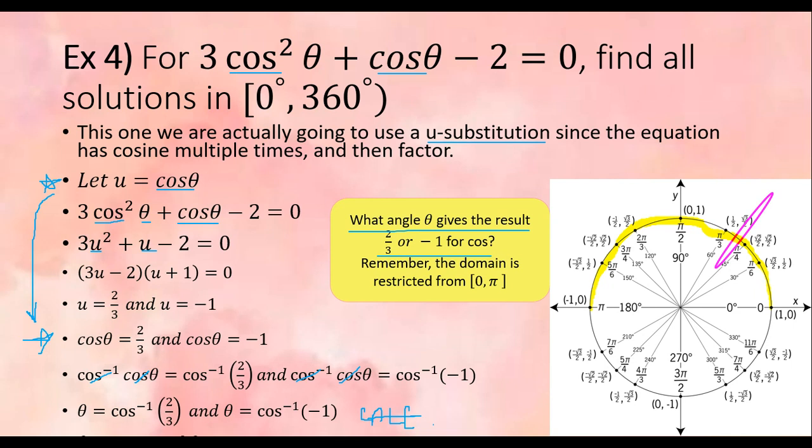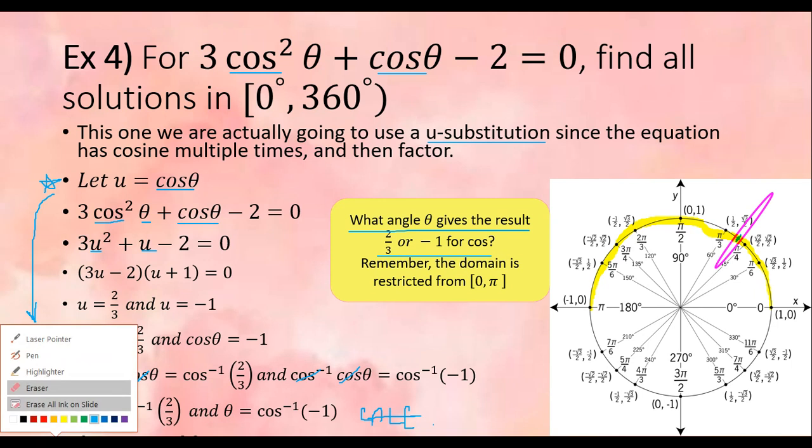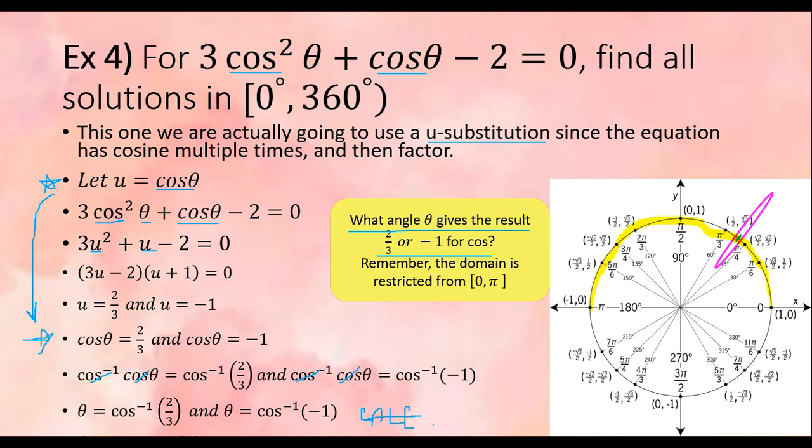But 48.2 degrees is a little bit past 45. So that's going to be somewhere right around here. Just kind of drew that guy. And that is within my domain. That is going to be one of my reference angles that I'm going to use because, although I have a restricted domain, it wants all the solutions from 0 to 360 degrees.